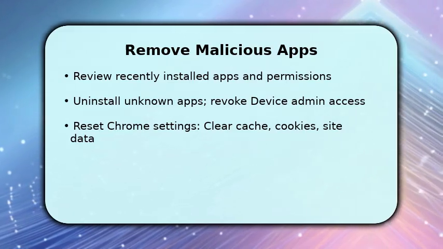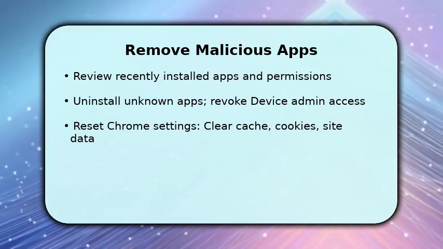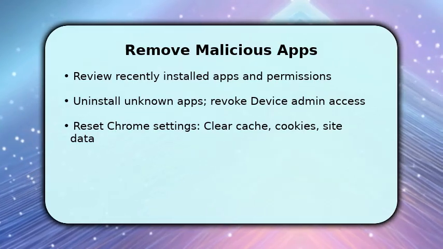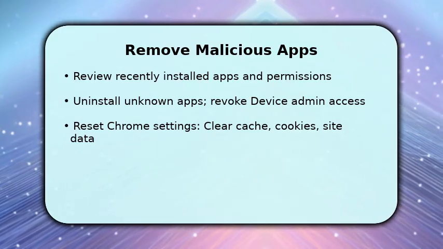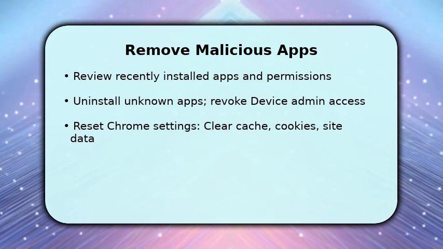Then open Chrome and reset its settings. Clear cache, cookies, and site data to drop persistent scripts. You can also disable third-party browsers temporarily and run a reputable malware scanner to detect adware. This combination addresses both browser and app-level redirect causes.